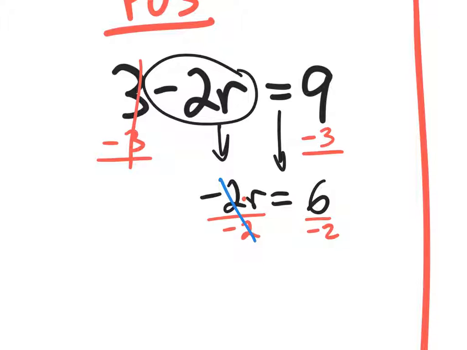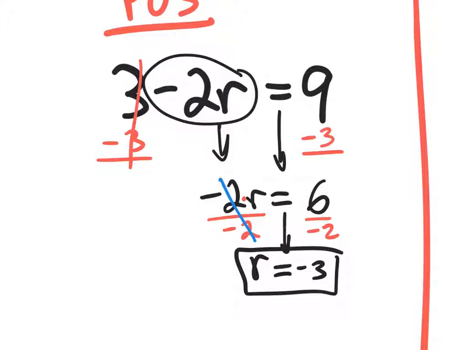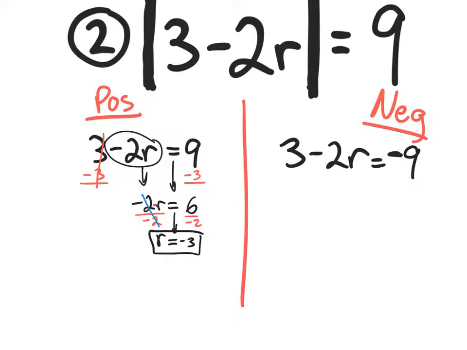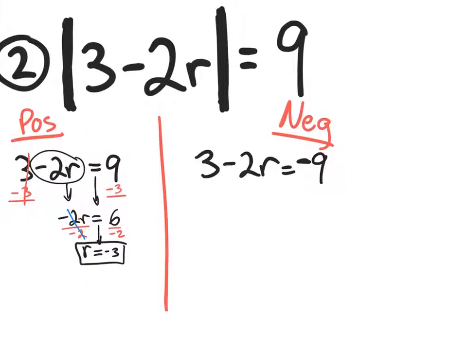The negative 2's cancel. You have an r left over. The equal sign comes down, so r equals 6 divided by negative 2 is negative 3, and that is our final answer. But that's only half of what we need, right? That's the positive situation. Let's go to the negative situation here.